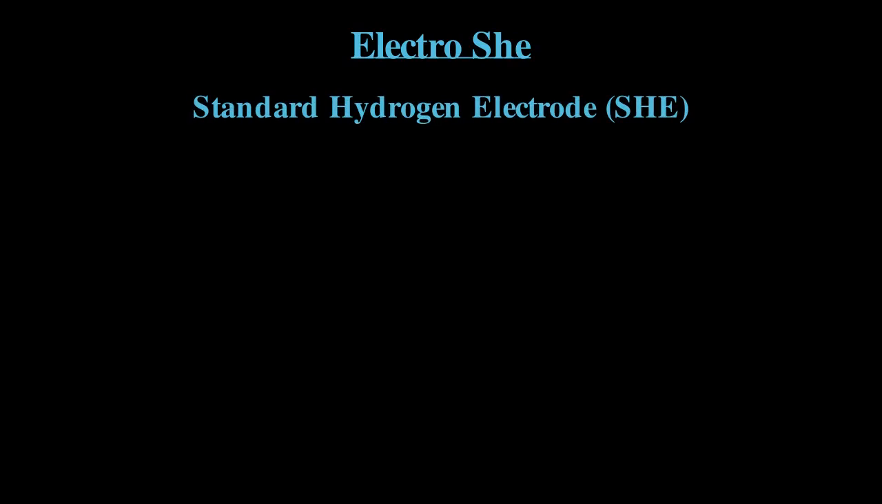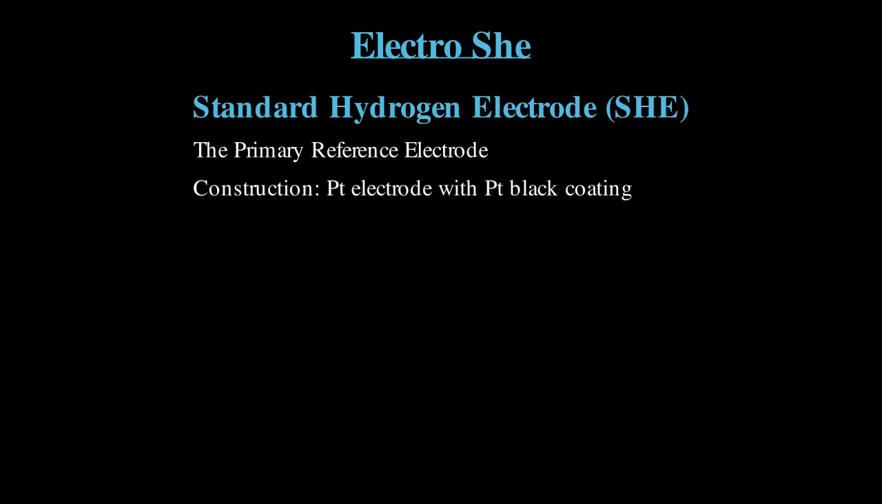To measure any electrode potential, we need a reference point. That reference is the standard hydrogen electrode, or SHE. By international agreement, this is our primary reference electrode. So how is it constructed? The SHE consists of a platinum electrode which is coated with finely divided platinum, called platinum black, to increase its surface area. This electrode is immersed in a 1 molar solution of hydrogen ions, which is typically HCl.